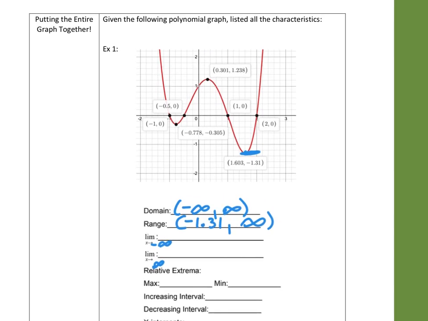As we approach to the left towards -infinity, as x goes left, where's y going? Up. So y is approaching infinity. And as x goes to the right, where is y going now? Also going up forever. So this one is going to be infinity for both.